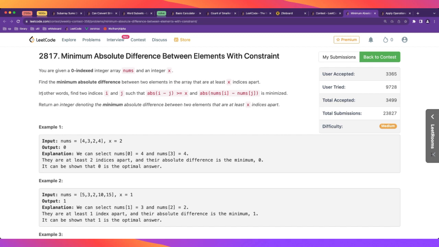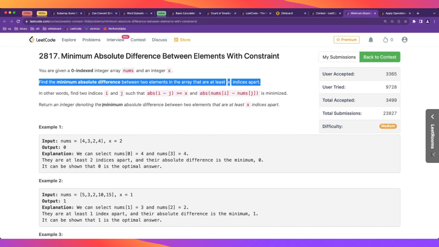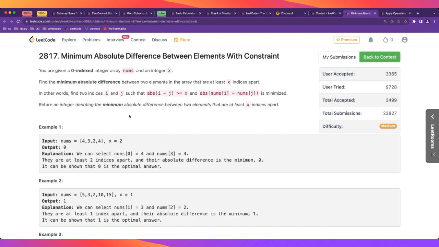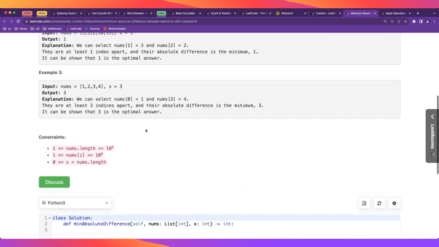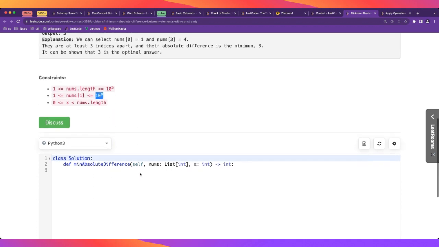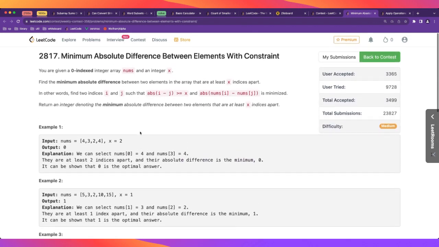So here, in other words, they define it in a more formal way. But usually you can skip this unless it's not clear from the first part. Okay, and we need to return the minimum distance. The values of the numbers can be big. Okay, so here we need a quick way to deal with pairs.